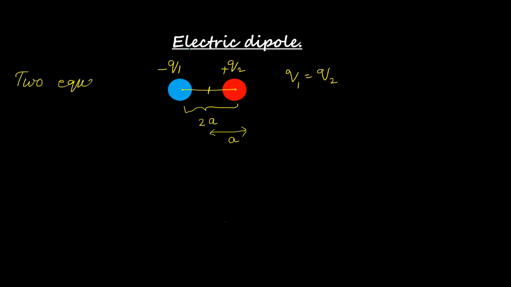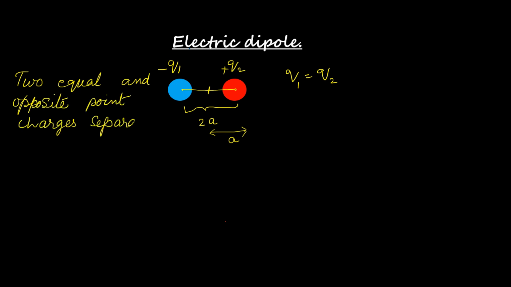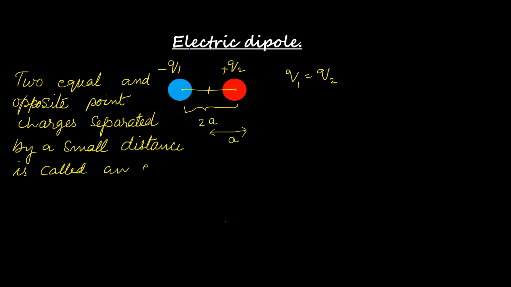Now let us define electric dipole. Two equal and opposite point charges separated by a small distance is called an electric dipole. That is the definition for electric dipole. The charges have equal magnitude, but they have opposite signs. That is the main concept. For a particular dipole, the magnitude of the charges and the distance between them is constant.